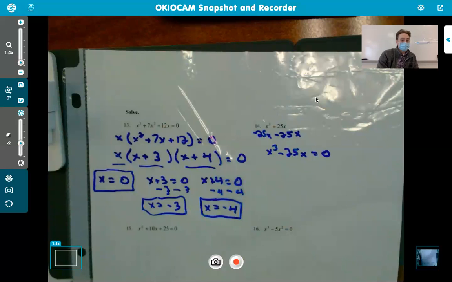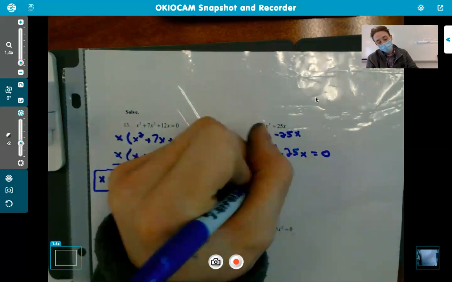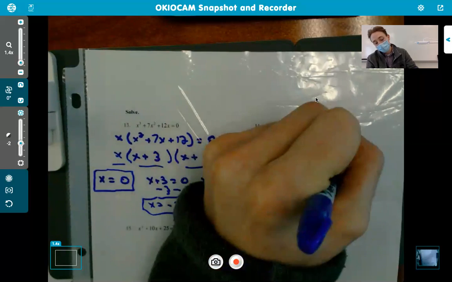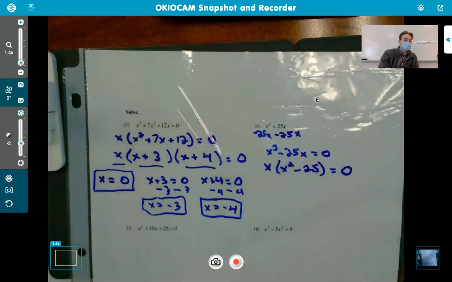Well, just like in the last example, I have an x cubed here, minus 25x. I want to think to maybe take out a GCF. Do I have a GCF, something that I can take out of each of those terms? What's that? X. Exactly. They both share an x, so I can take that out. And I'm left with x squared minus 25 inside my parentheses, all set equal to 0.